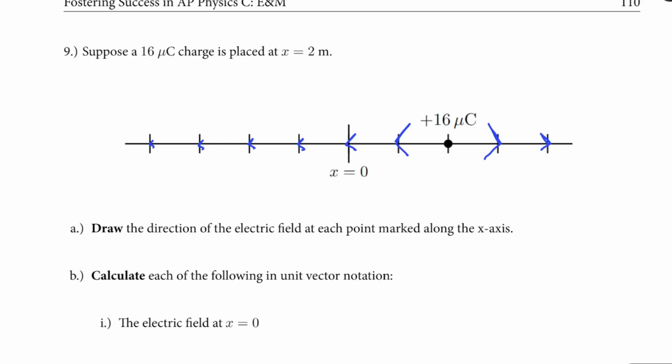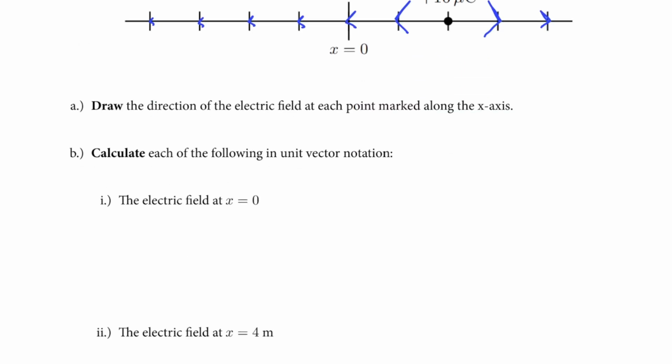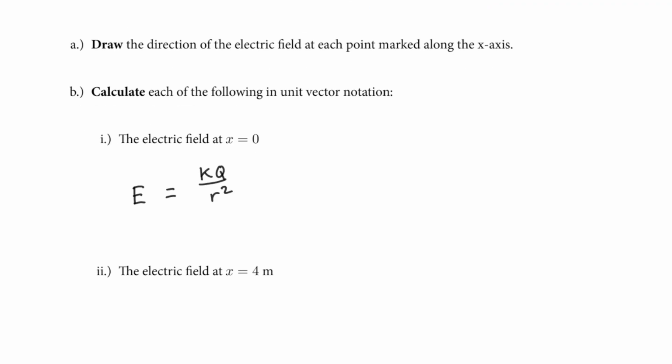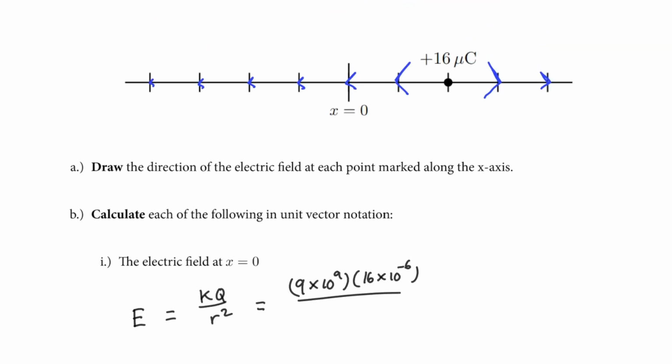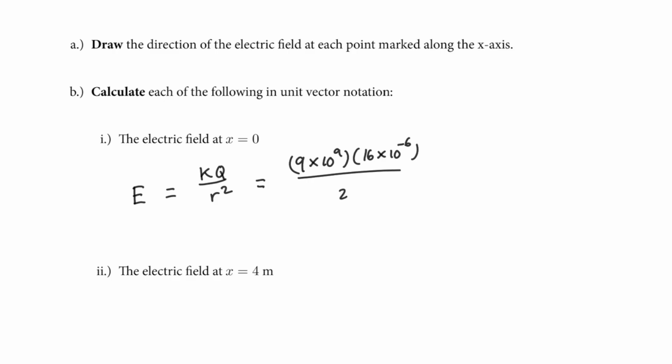Now let's do some calculating. We do want these in unit vector notation. Electric field at x equals 0. Well, E is kq over r squared in terms of magnitude. k is 9 times 10 to the 9th. Q is 16 microcoulombs, so 16 times 10 to the minus 6. And the distance: I want the electric field at 0, which is 2 ticks away from the point charge, so that's 2 squared on the bottom.